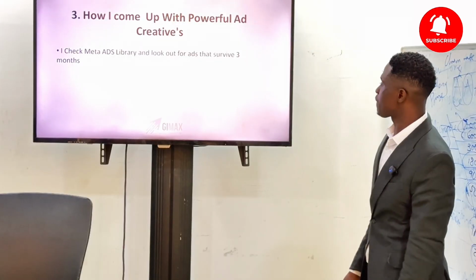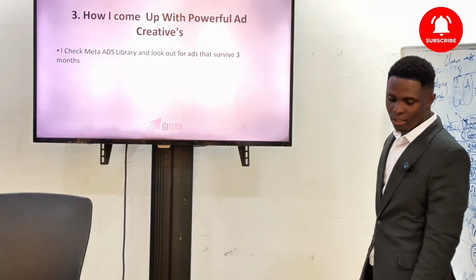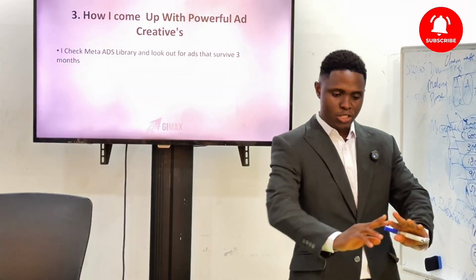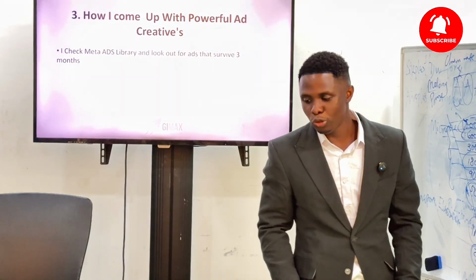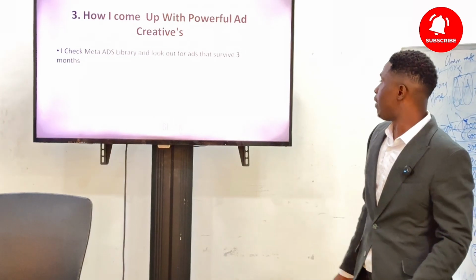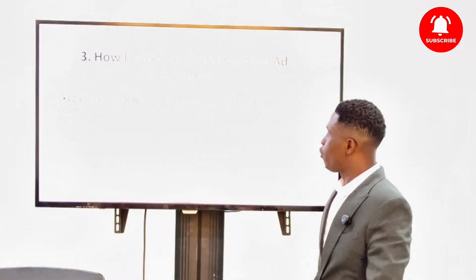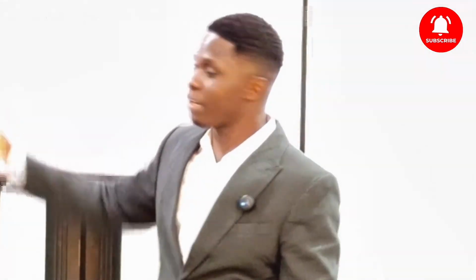Now, the first way, if I'm blank, like I don't know anything about this business, the first thing I will do is go to Meta's Ad Library, right? And look out for ads that have survived at least 3 months. What is Meta's Ad Library? Meta's Ad Library is a special platform on Facebook where all advertisers' ads are shown here, right?